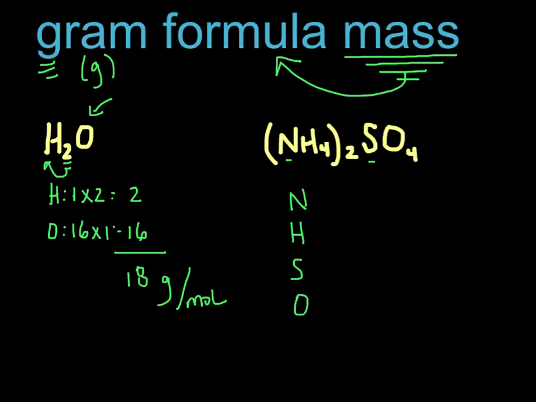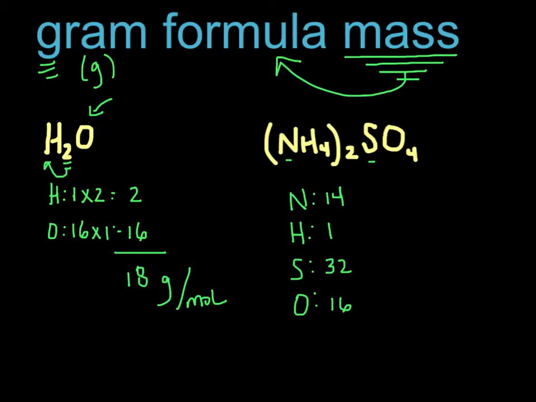Now, I need to figure out what are the masses of those elements. I will look at my periodic table and I will notice that nitrogen, rounding it up, has a mass of 14. Hydrogen has a mass of 1. Sulfur has a mass of, what? You said it. 32. And oxygen has a mass of 16. Alright, so if I had only one of each, I would just add that up. But that is not the case. I actually have a different ratio.